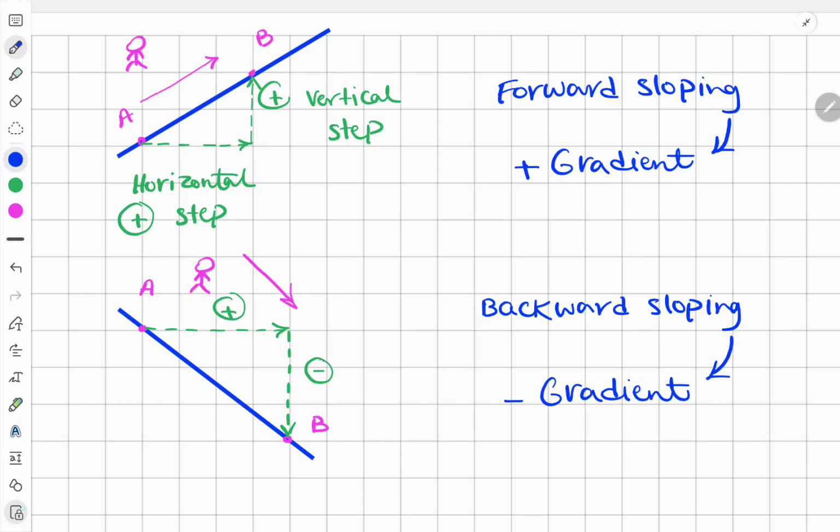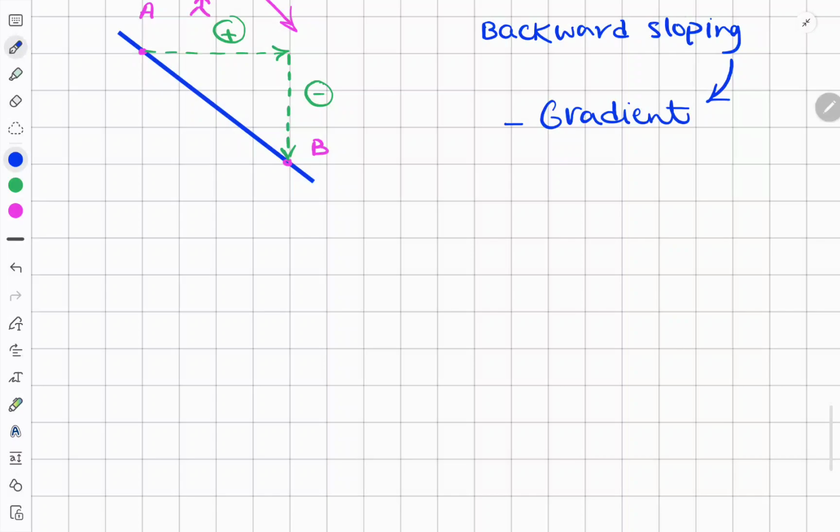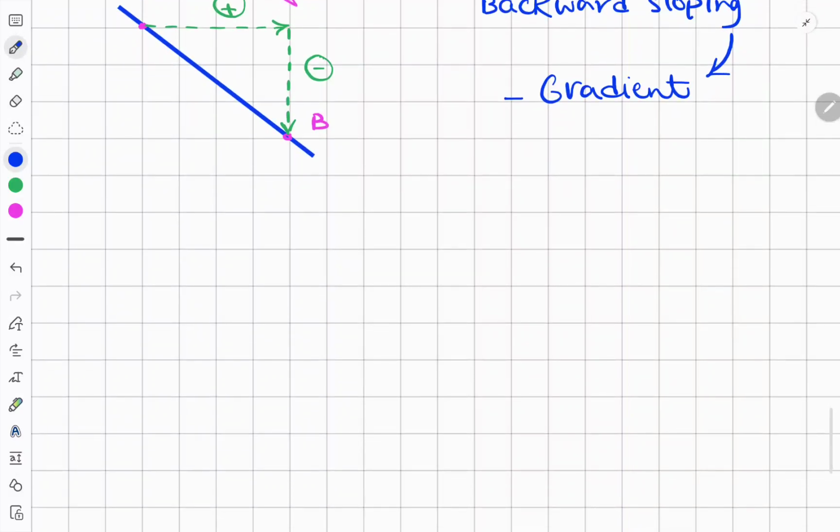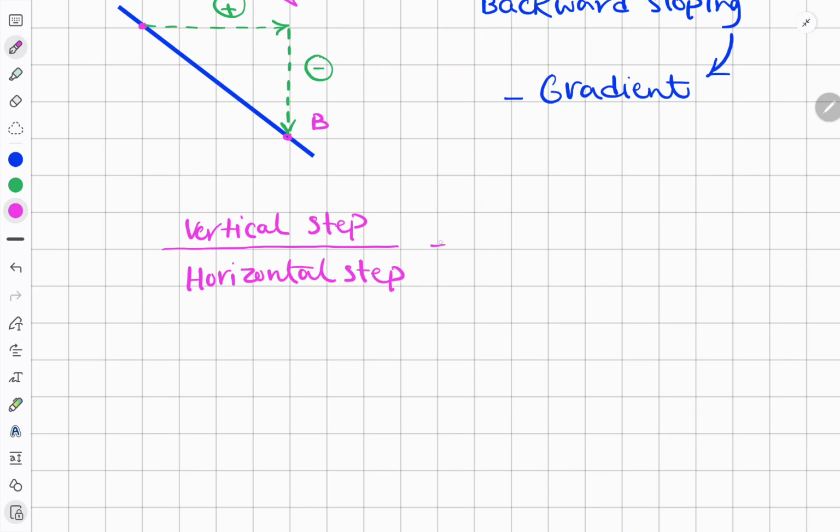Okay, so in general, we can use this formula for finding the gradient of any line. Vertical step over horizontal step, which is y step over x step. So how can we find y step or x step without plotting points and counting the units?